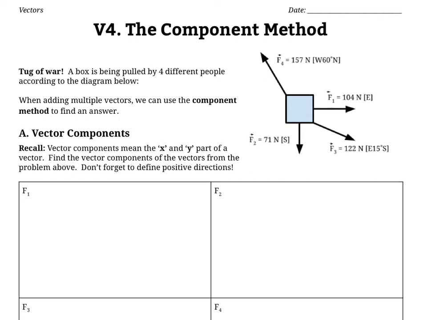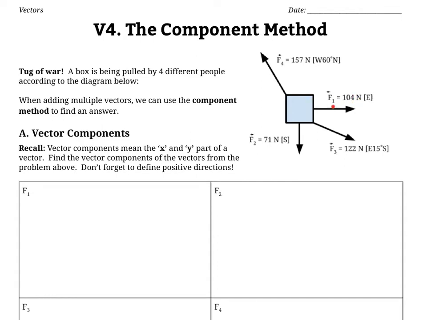So here we have a question where there's a box being pulled in 4 different directions by 4 different forces. We want to find the total force acting on this box. And in doing that, we can also find the direction that the box moves in. So we can't approach this question like one of our previous questions.